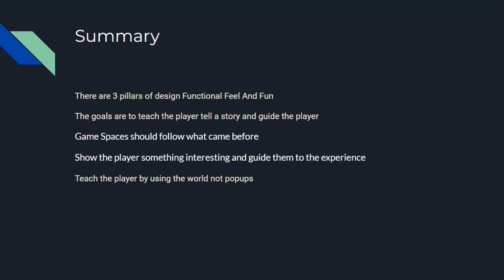Game spaces should always follow what came before. They should always be consistent, and you should always do small to big, light to dark, dark to light, or big to small. That stuff really helps with making your spaces feel bigger and more dynamic. Show the player something interesting off in the distance and guide them to that experience. Show them the weenie and say, that's where you want to go, and then allow them to go there. If you show them something that's cool, they're going to say, oh man, I have to be there. Like, I have to go and see it. And that is a really good way to keep your player interested.